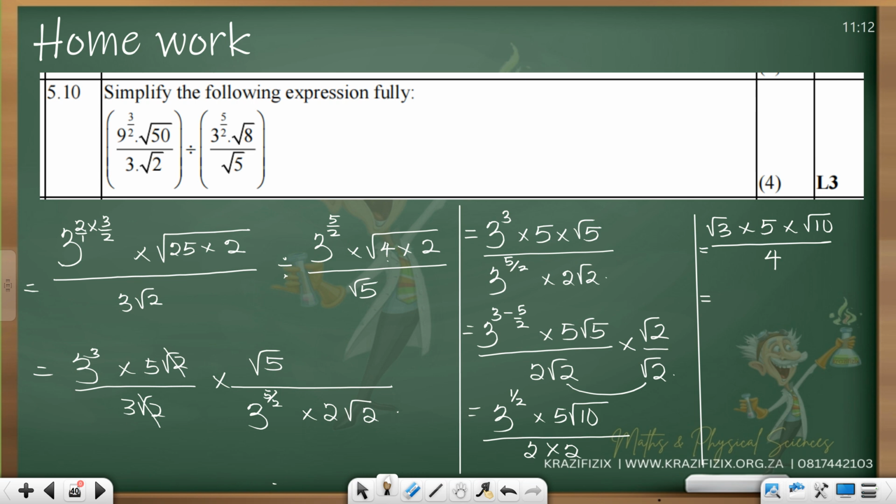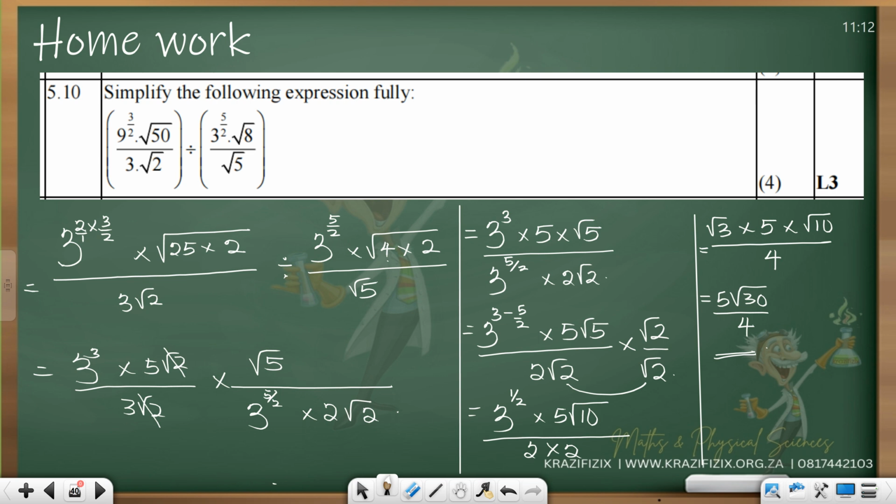Root 3 times root 10 is root 30. Okay. 5 root 30 over 4. I don't think, let's see. Root 30 is what? 6 times 5. It cannot be broken down. I'm actually interested. Can you please check?